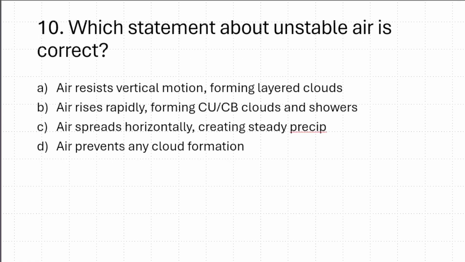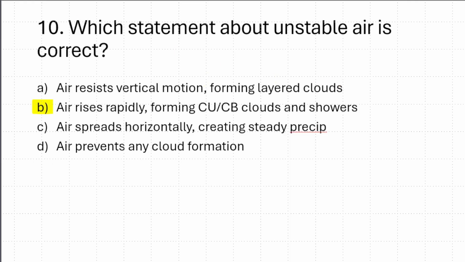Question 10. Which statement about unstable air is correct? I'll give you a second to pause the video and then we'll go over it. Okay, so the answer for 10 is going to be B. The air is going to rise rapidly, forming cumulus, cumulonimbus clouds, and showers. So this kind of ties into the question we just did. If you had unstable air, is your air going to be resisting vertical motion? No, probably not. With unstable air, you're going to be getting a lot of lifting action. And on top of that, you're not going to be forming layered clouds. You're going to be forming more vertically developed clouds.